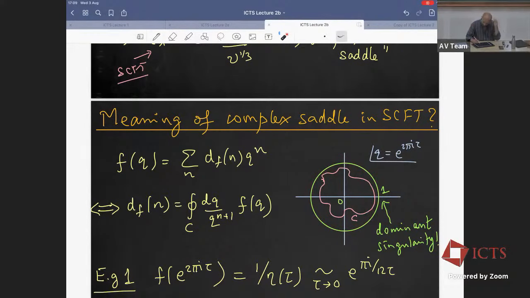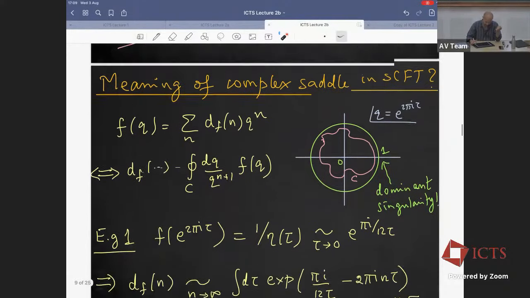Okay. And typically what happens is inside this unit disk, these functions are holomorphic, completely holomorphic. And that's why this contour can be deformed anywhere you want. Near the edges of the boundary of the unit circle is where these functions become singular. And those are the ones which contribute to the growth of D. Okay, let's do an example.